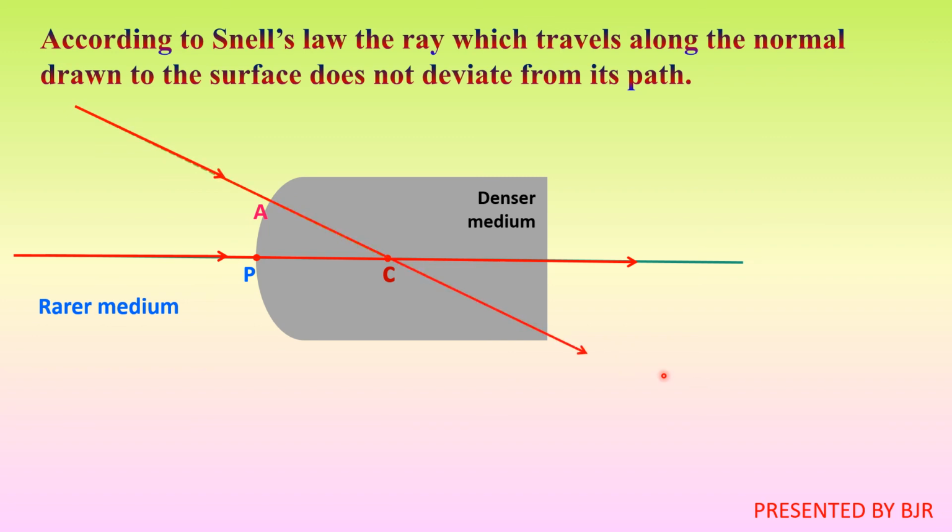See here, at this point, it is not getting deviated at this point because it is passing through the normal only.